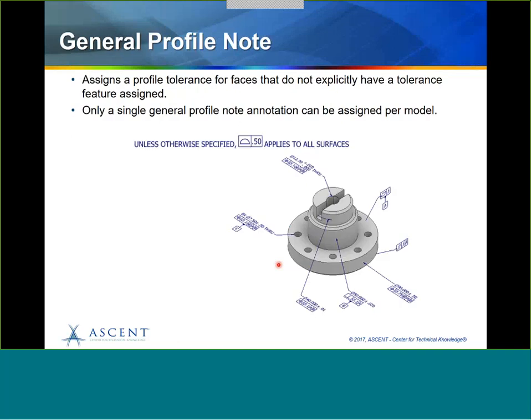And then the last type of annotation is called a general profile note. This is where you're assigning a profile tolerance for any face that you don't explicitly have a tolerance feature assigned. So again, much like the general note that we added where it gave some additional information, it also lies directly on the graphics window and provides you with information on what that general profile value is.